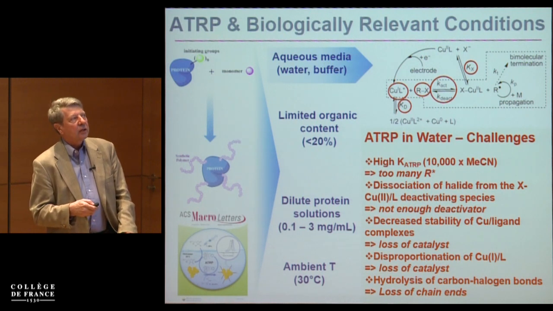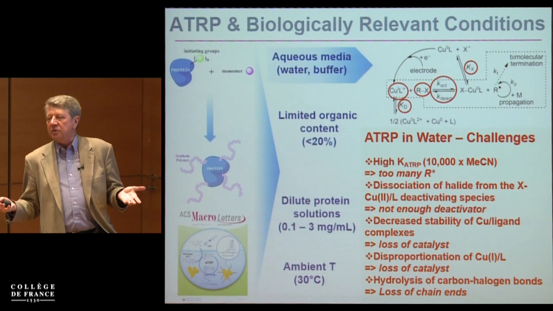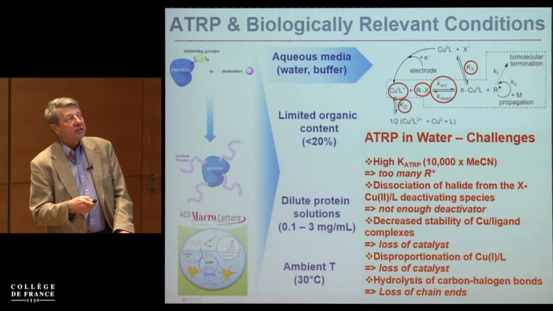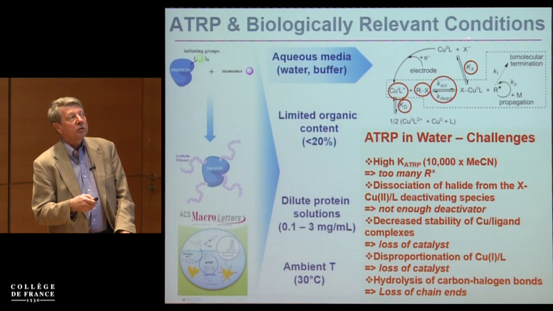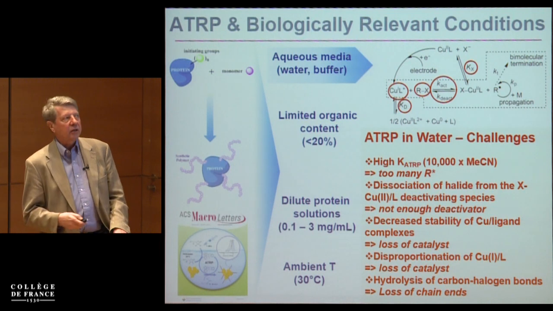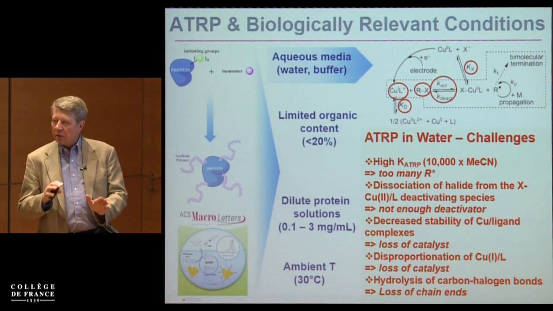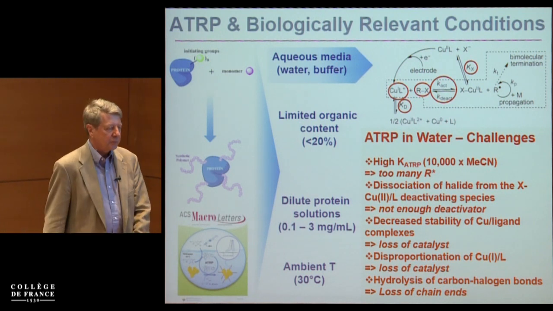Another issue is that these species, copper-2 with a halogen, in water can dissociate. And now you also have copper-2 species without halogen, so radicals cannot react with it. So in that case, we sometimes add an excess of halogen in order to shift this equilibrium by the Le Chatelier principle to the same deactivating species. You can sometimes hydrolyze these bonds. You can also have disproportionation. So all of that has to be taken into account.